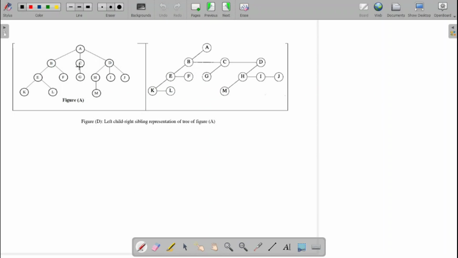In this case, the same tree has been taken again. First, we start with the root node, which is A. Then next, the left child of A. What is the left child of A? The left child of A is B. Then next, towards its right side, we will write the right sibling. What are the siblings of B? One is C and the other one is D.